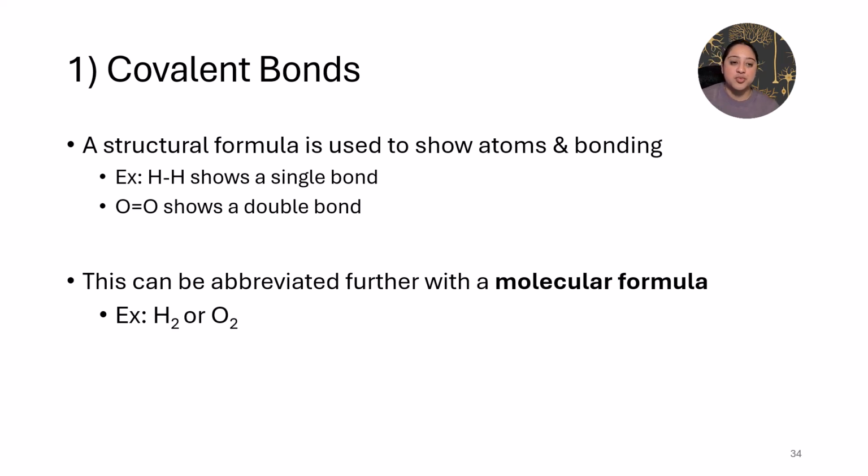And so we can just abbreviate a structural formula with a molecular formula. So for example, if I don't want to be writing H-H, you could just say H2, it's two hydrogens. Or O2, it's two oxygens. You're not always going to take the time out to show the single or double bonds. You're more likely, especially throughout this class, going to see molecular formulas because we're going to talk about bigger molecules. And so it's just easier to write the molecular formula.